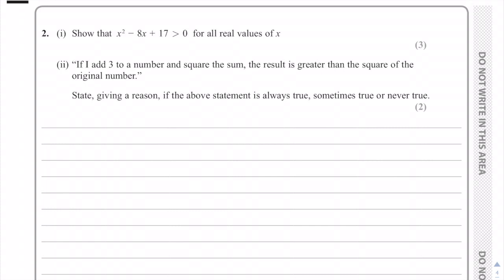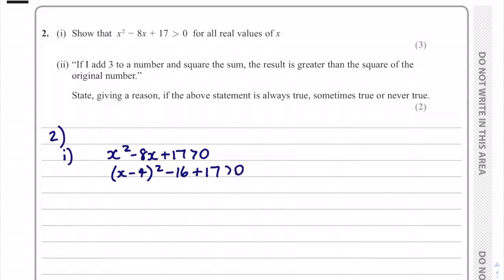Question 2, the first part says show that x squared minus 8x plus 17 is greater than 0 for all values of x. Okay, so to do this question, we can rewrite this quadratic in its completed square form. So we're going to half the coefficient of x, so we get x minus 4 all squared. Then we can square the 4, which is 16, subtract that, and then add the 17. Okay, and that's going to be greater than 0. So now this simplifies to x minus 4 all squared plus 1 is greater than 0.